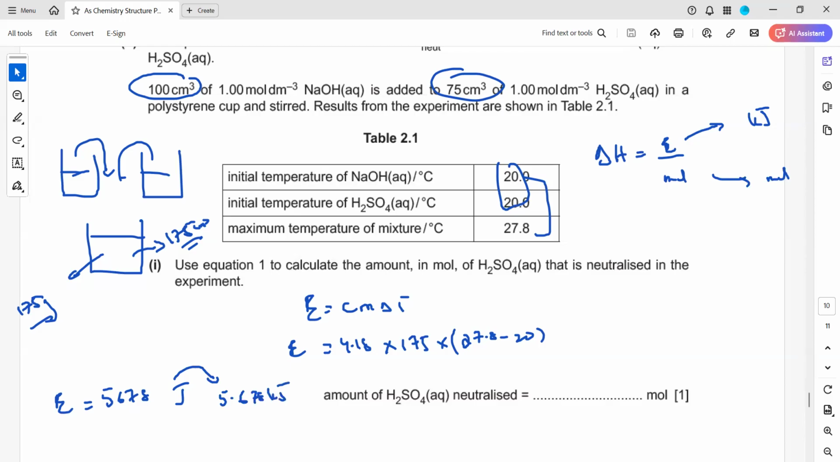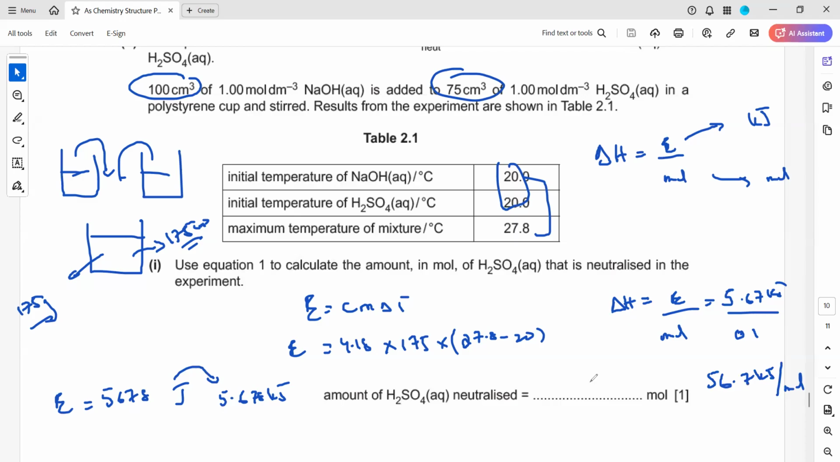Now we need the enthalpy. If we need the enthalpy of the solution, it is energy divided by mole. The energy is 5.678 kilojoules, divided by moles, which is 0.1. So when you divide, you will get 56.7 kilojoules per mole.